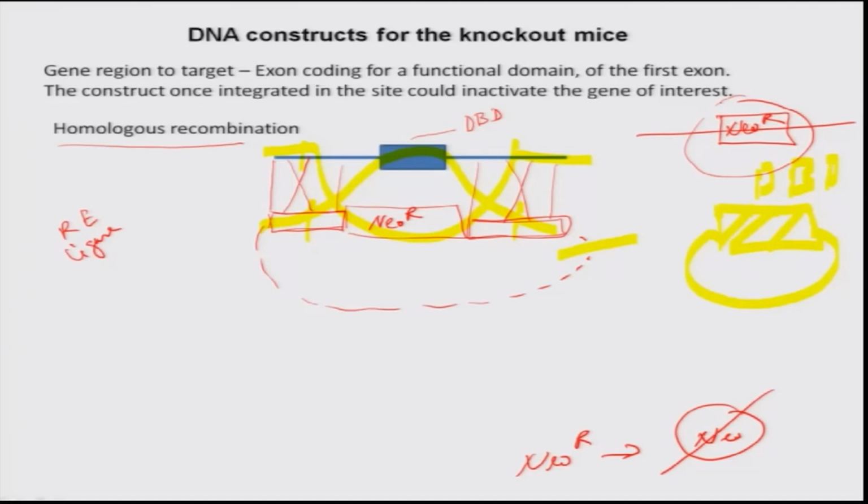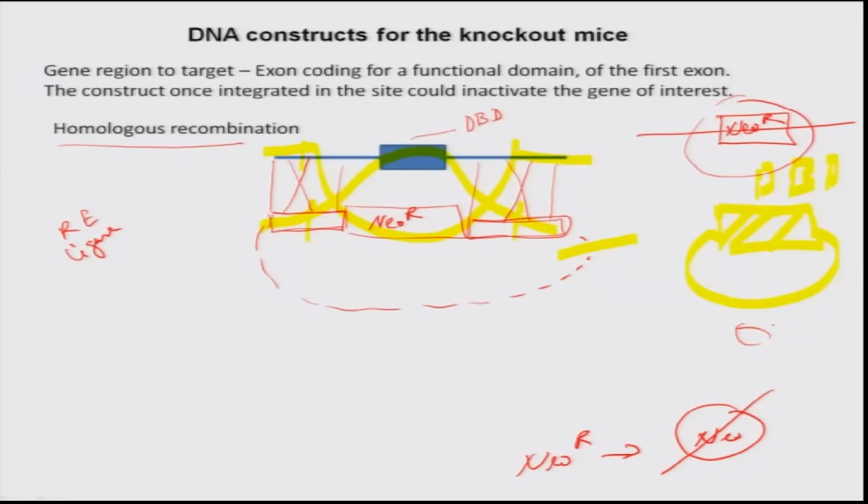They will multiply and grow. Those that do not have the neomycin resistance gene, even if they contain it in the plasmid like this, it will be degraded very fast within a couple of cycles, and then the cells would die because they cannot survive in the presence of neomycin. This is called positive selection. You select for a particular phenotype, that is resistance to neomycin.